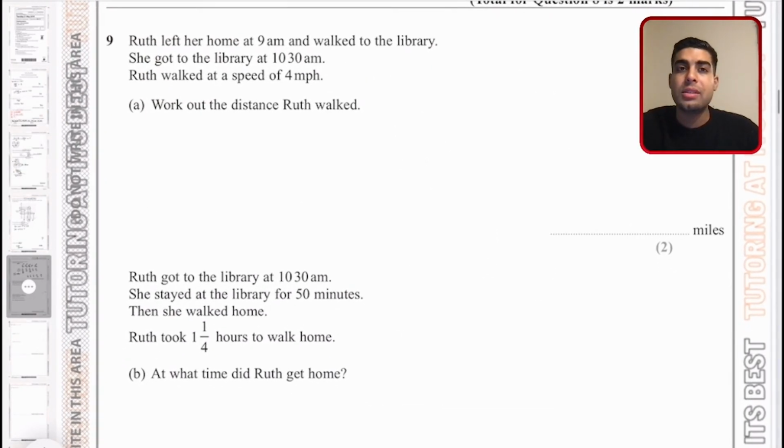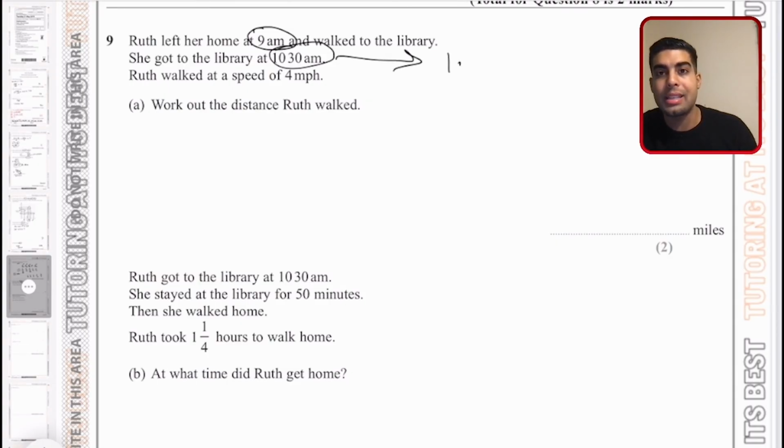And now moving over to question number 9. This is a question which is based around your distance, speed, and time. We know that Ruth left home at 9 a.m. and she got to the library at 10:30. So again, if we take a look at the distance between 9 and 10:30, we know it's 1.5 hours. We also know her speed, which is 4 miles per hour, but we don't know her distance.